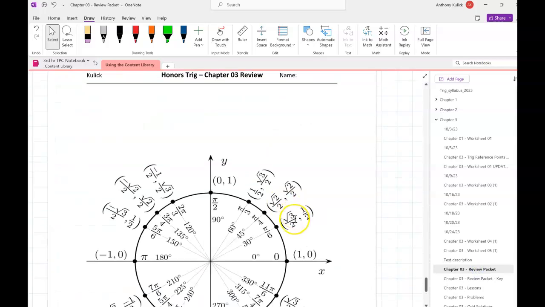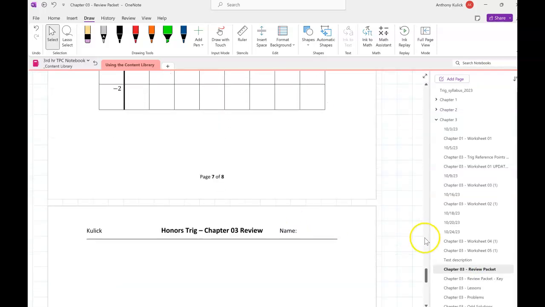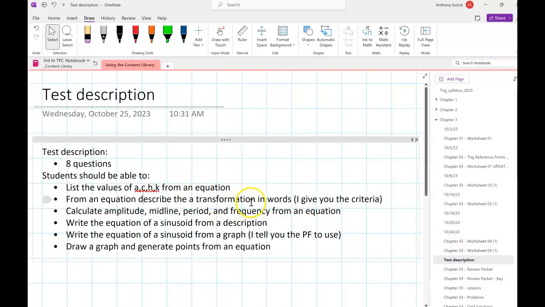Is the review due this Sunday? Yep. No, I guess it's not. So I just copied and pasted that transformation criteria in from the lesson.